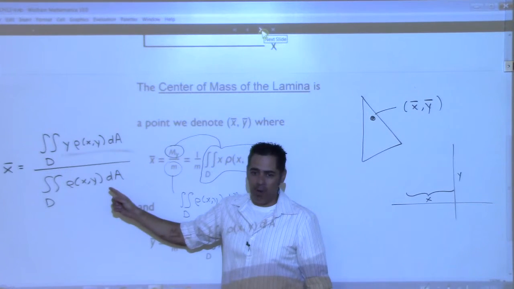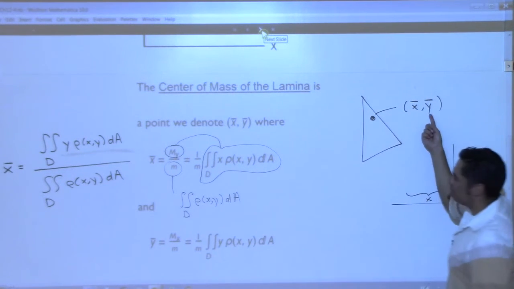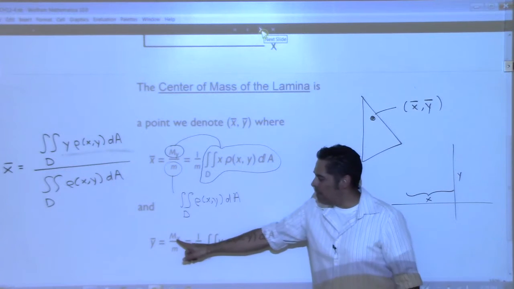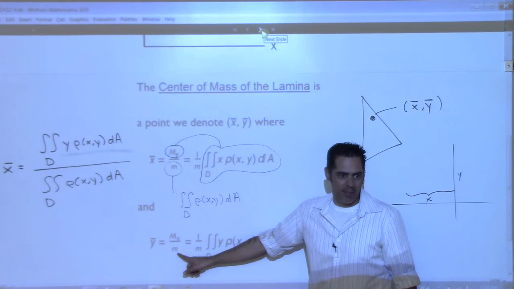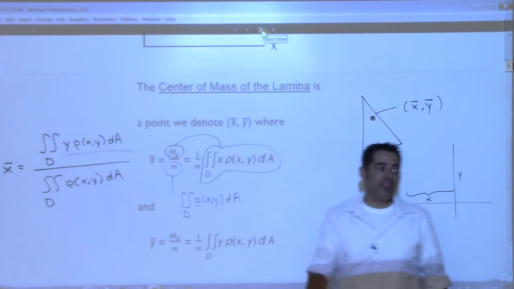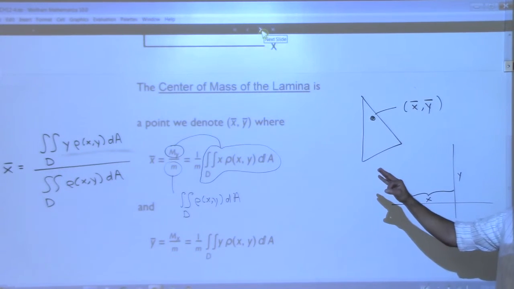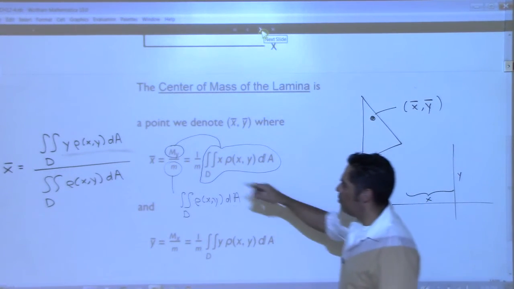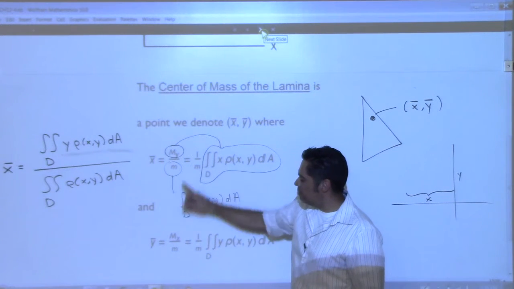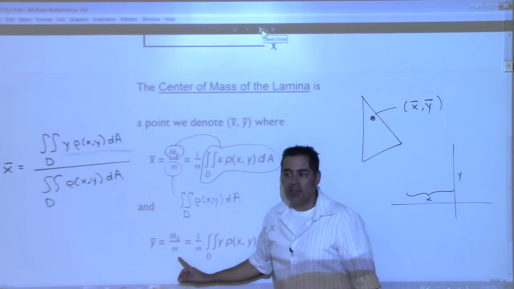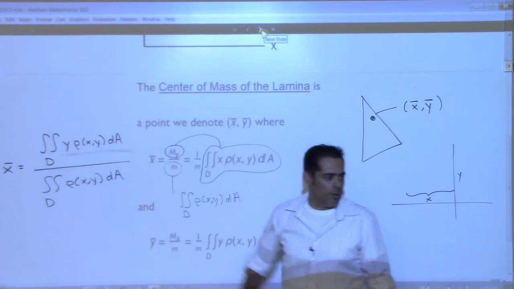That only gives you x bar. To get y bar, you have to do the moment about the x-axis divided by the mass. So you're actually going to have to do three double integrals to find the center of mass of a non-homogeneous lamina. You have to get the moment about the y-axis, the moment about the x-axis, and you have to get the mass, because mass is used in both.